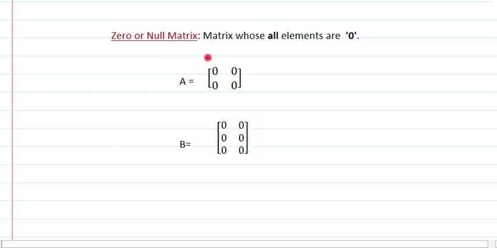Zero or null matrix can also be represented by this symbol O. It means that instead of A and B, if we are just writing O, then we are talking about a null matrix.